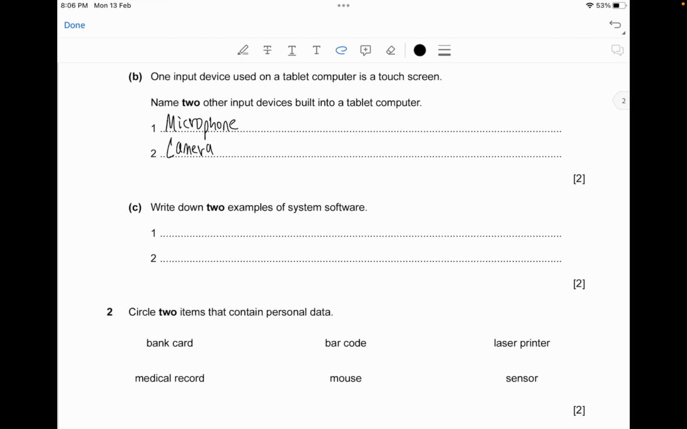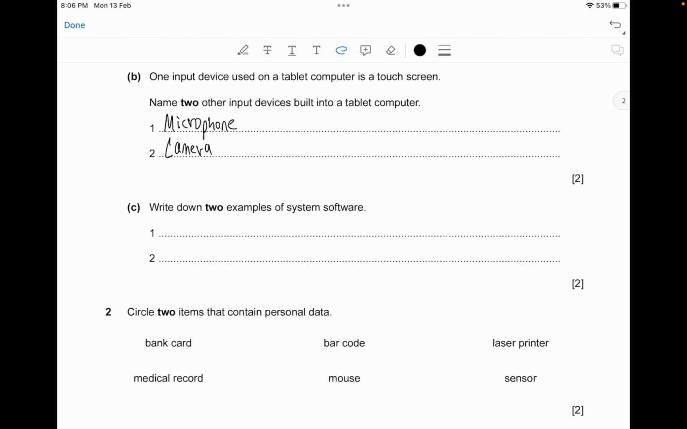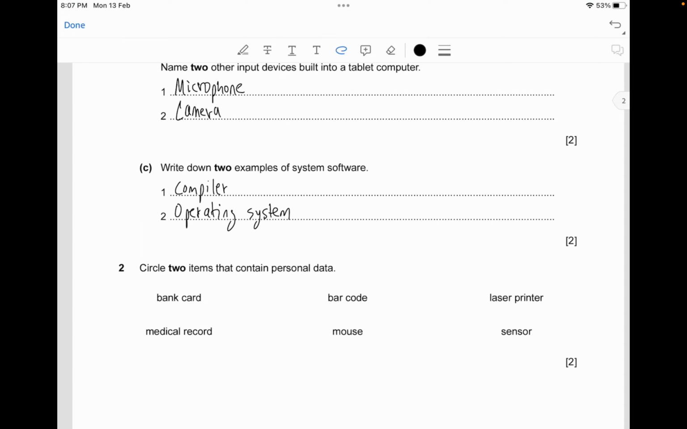Now write down 2 examples of system software. System software could be compilers. We can give that example. Or it could be an operating system, an OS. So this could be an operating system. You can also mention a linker. You can mention utilities. You can also mention a device driver. You can mention an interpreter. It all depends on what you choose.